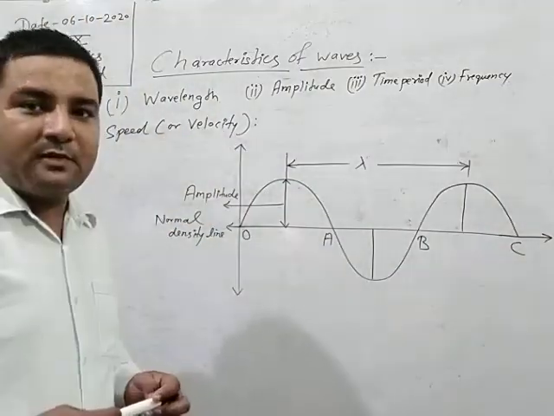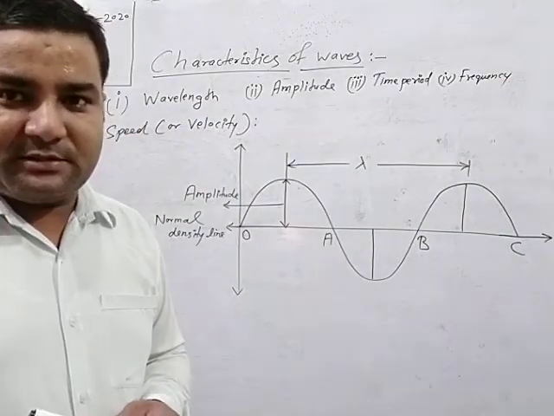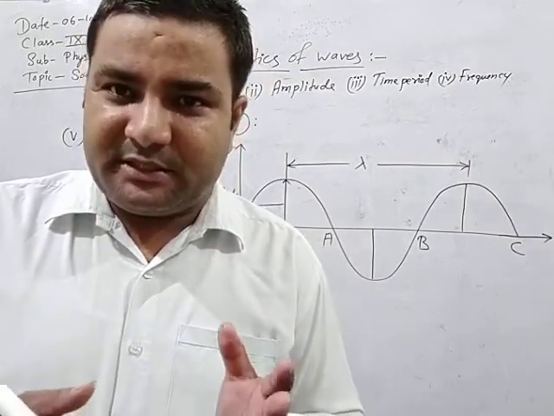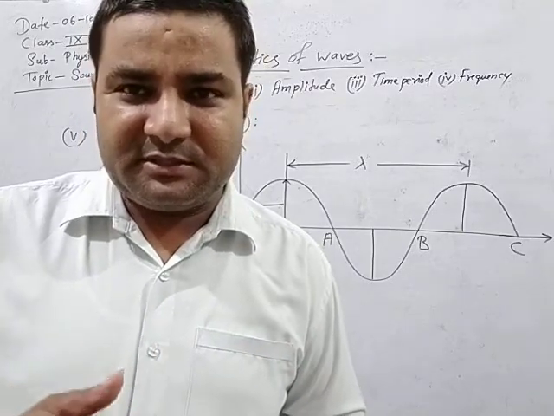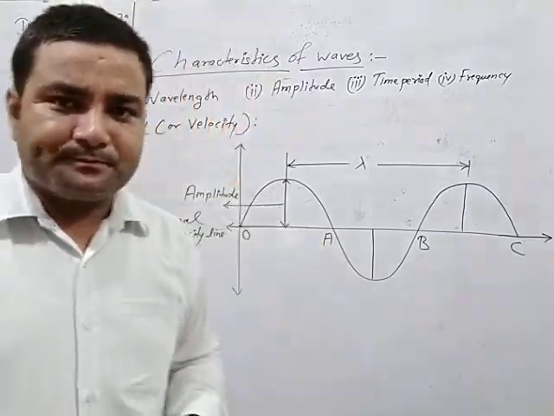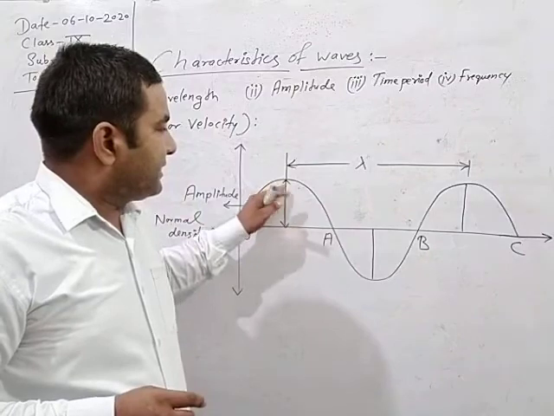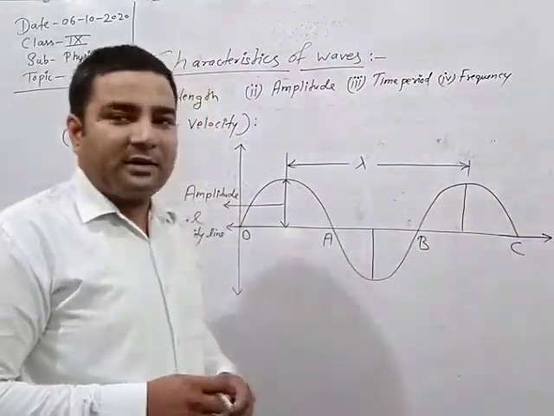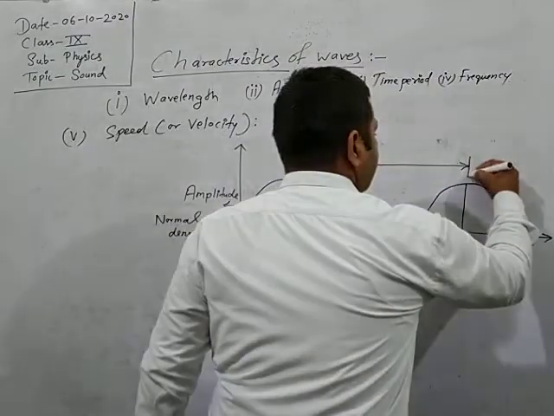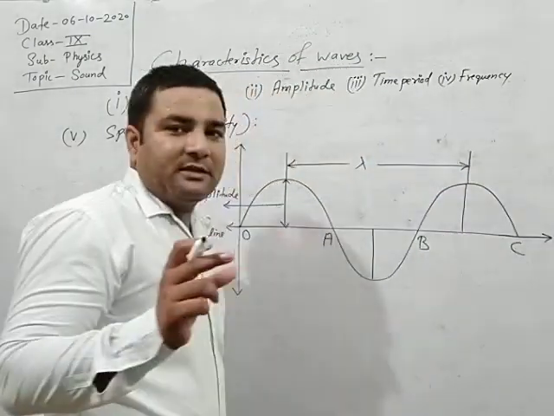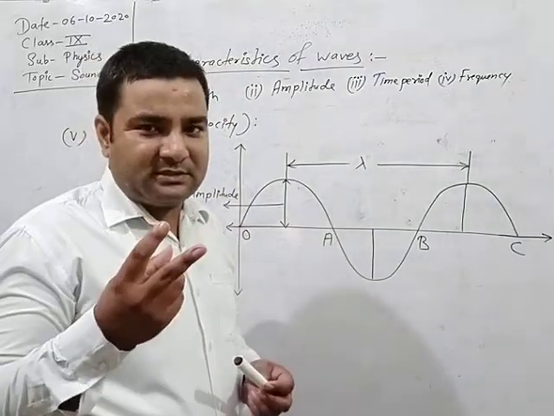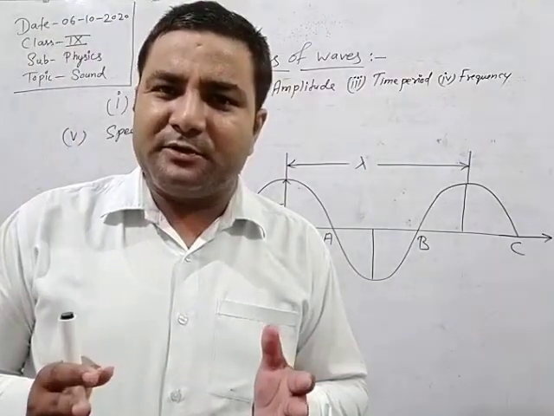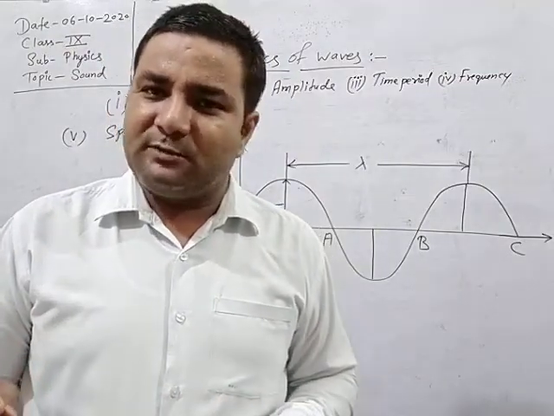Number first, wavelength. Listen to the definition concept. The minimum distance in which the wave repeats its position, or repeats the situation of movement itself once. Suppose here the particle is in upward movement at this point, and here also the particle is in upward movement. It means in these two conditions the particle is in the same phase. And whenever particles are in the same phase, the minimum distance between the two particles in the same phase is what? Wavelength. Or in simple words, the distance between two consecutive crests or the distance between two consecutive troughs.